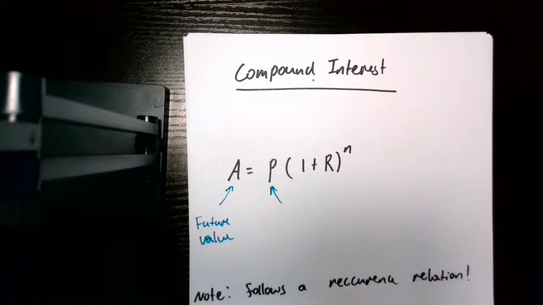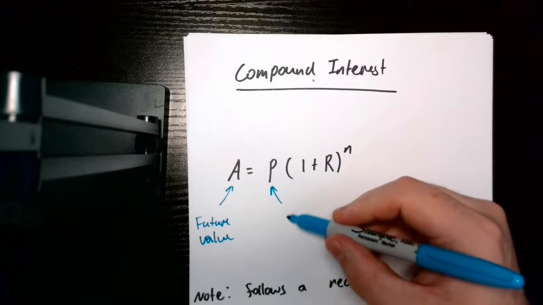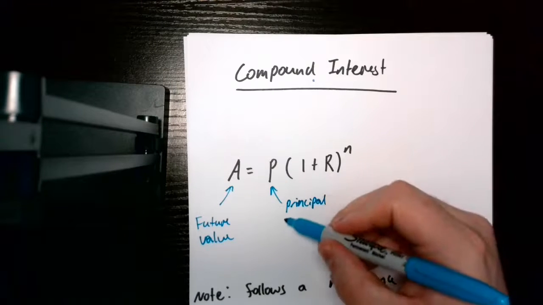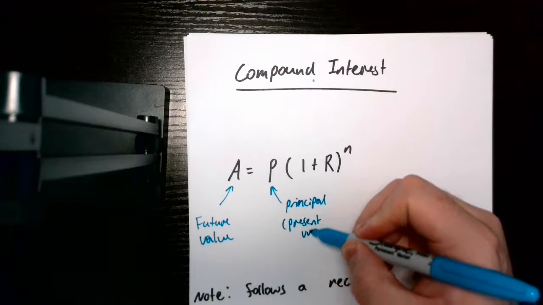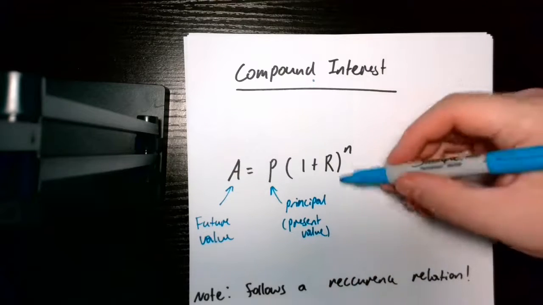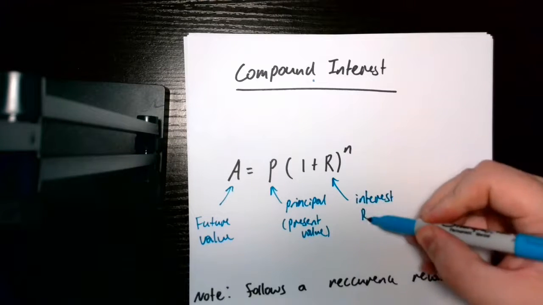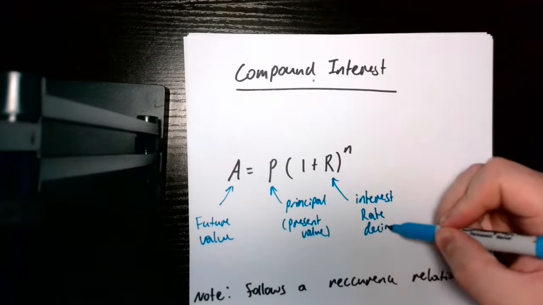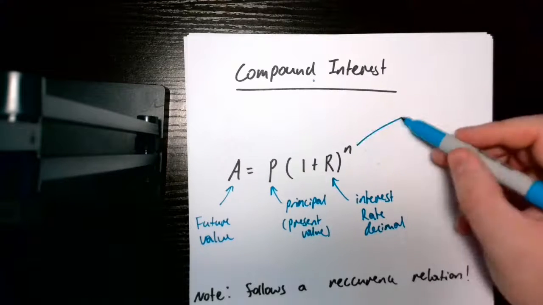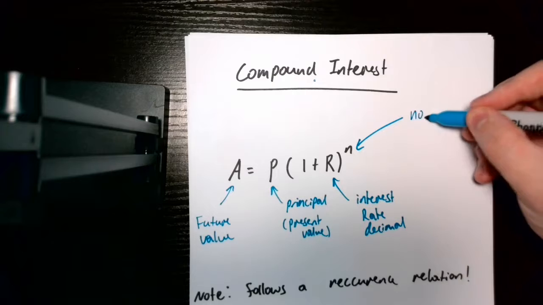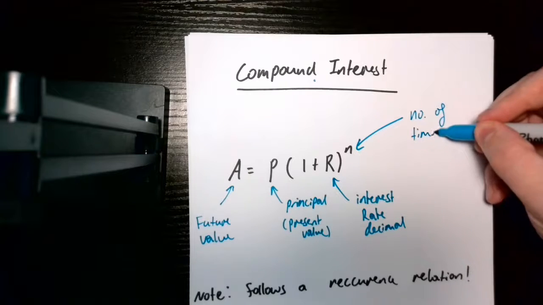Right, this P here is exactly like simple interest, except we often call this not only the principal, but also the present value. So it's the money that we are starting off with, our initial investment. Again, just like before, r is our interest rate, and we must remember that we put it as a decimal whenever we put it into this formula. And finally, this n here refers to the number of time periods. In this particular case, we're talking about the number of compounding periods that occur.